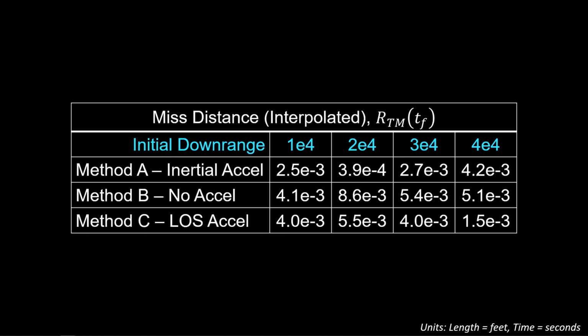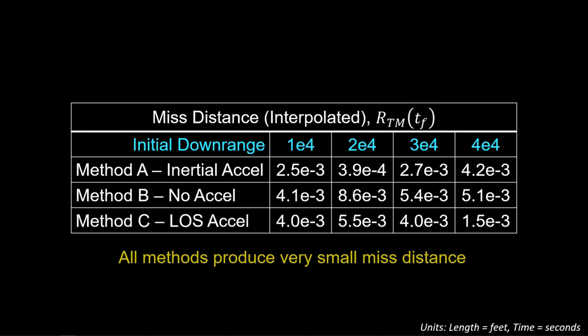But when the miss distance is computed, we find that all methods produce very small miss on the order of about 1/10 of an inch. Here the miss distance is determined with interpolation to the point of closest approach, and it's done between the points in time that capture the pursuer and target crossing paths. Based on this result, the time to go estimation accuracy is deemed very high.